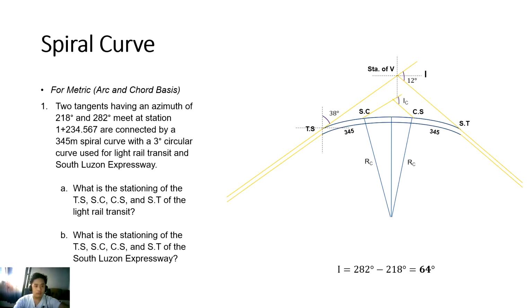If you notice, it did not say railroad or highway, but that's okay, since what is written is South Luzon Expressway and Light Rail Transit or LRT. So we can still distinguish whether this is arc or chord basis. Then, to get I, 282 degrees minus 218 equals 64. So that is our I.